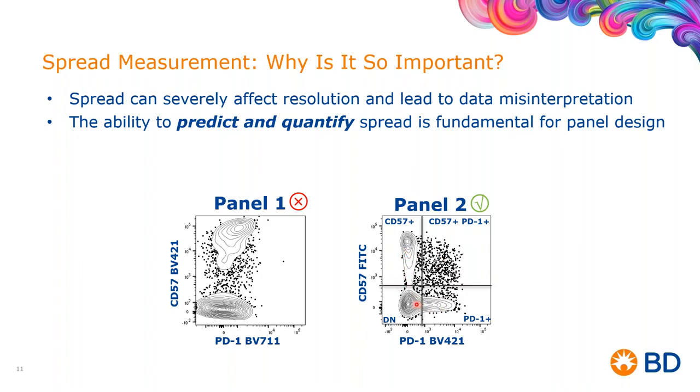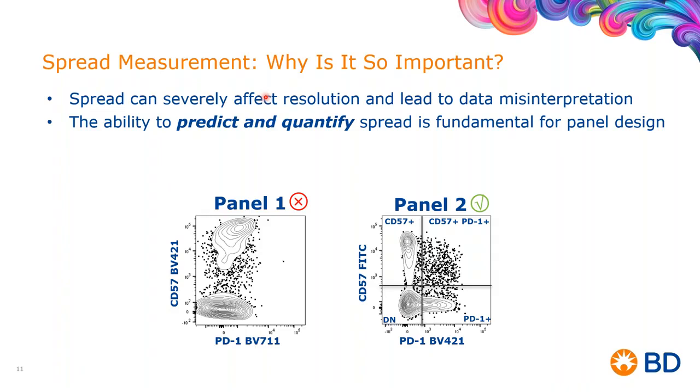But just by simply changing the combination of fluorochrome, even though we use very good dye and bright dyes like B421 and B711, the spread that we have introduced into this panel does not allow us to resolve PD1. It's a blob. And in most cases, if you're not careful, we might get these results and not realize that we have a problem, and that will lead to inaccurate biological data interpretation.